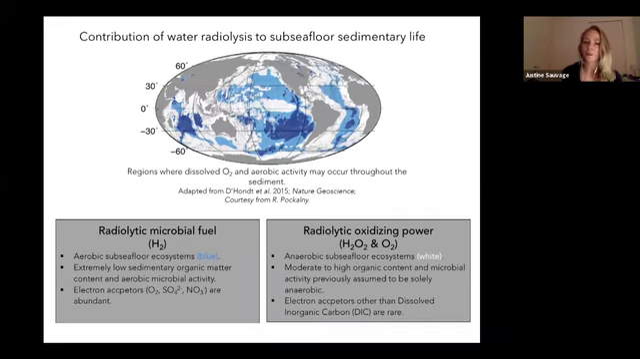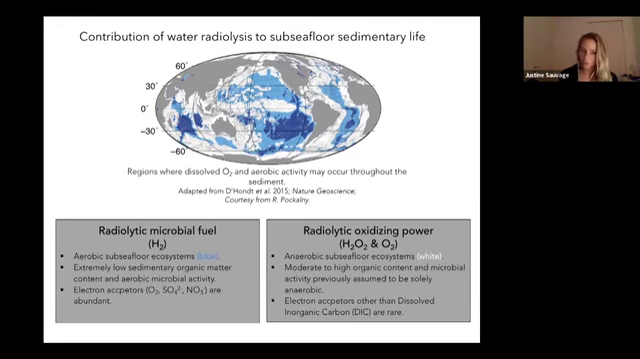Here you can see a map created by Dante and colleagues that shows the distribution of those zones. Blue zones are zones where oxygen is present in subseafloor sediment from the sediment water interface all the way to the basement for the dark blue. In the lighter blue, the oxygen doesn't persist all the way to the basement, but it's still present for a significant part of the sediment column. So those are really oxic subseafloor environments where organic matter is very scarce or nonexistent because it's all been already oxidized.